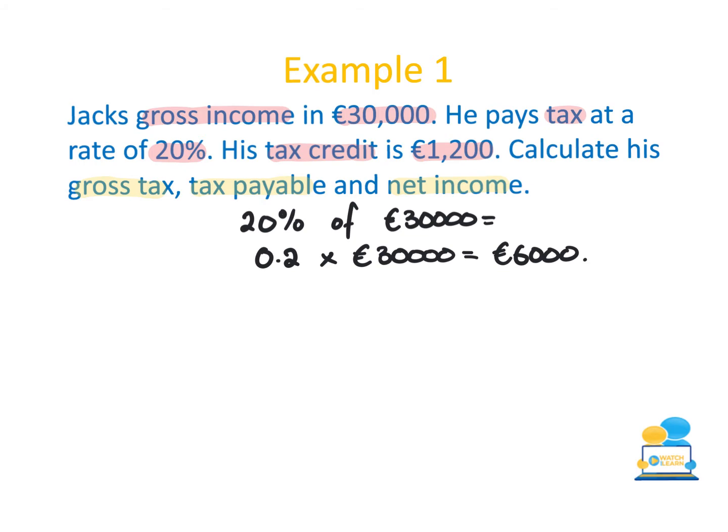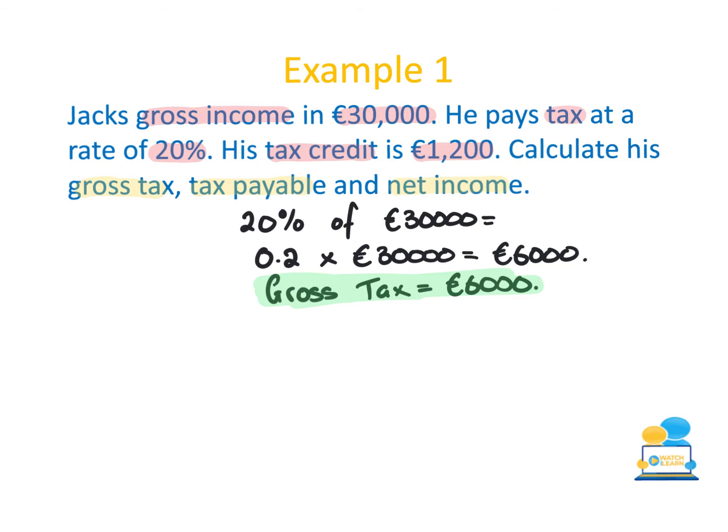This is Jack's gross tax, as it is the amount of tax he has to pay before his tax credit kicks in. So our first answer from this question is gross tax equals €6,000. So Jack does not have to pay €6,000 in tax because he has a tax credit of €1,200. That tax credit will come off the gross tax, giving us our tax payable, or the amount of tax that Jack does really have to pay.